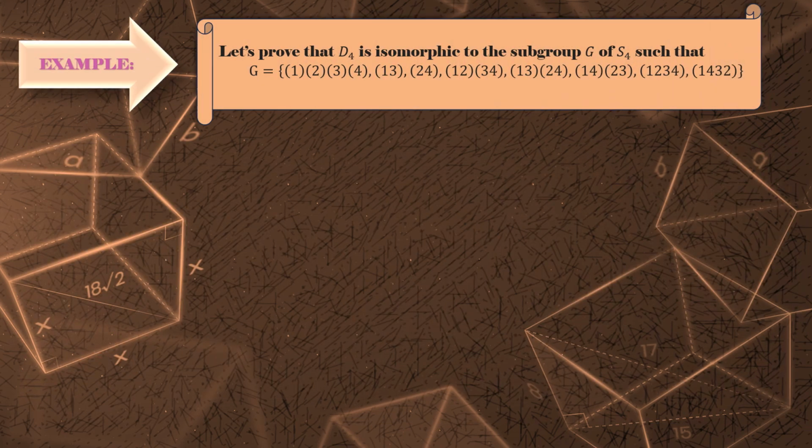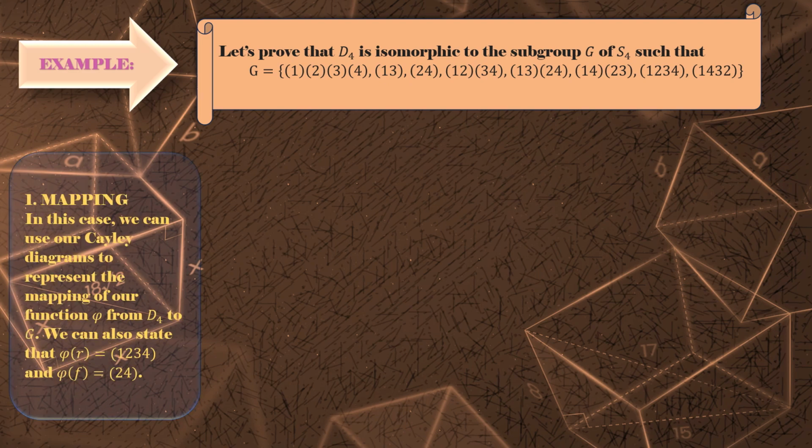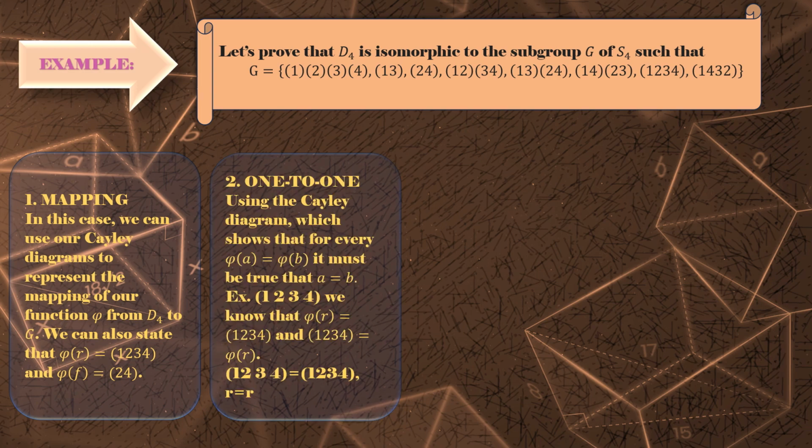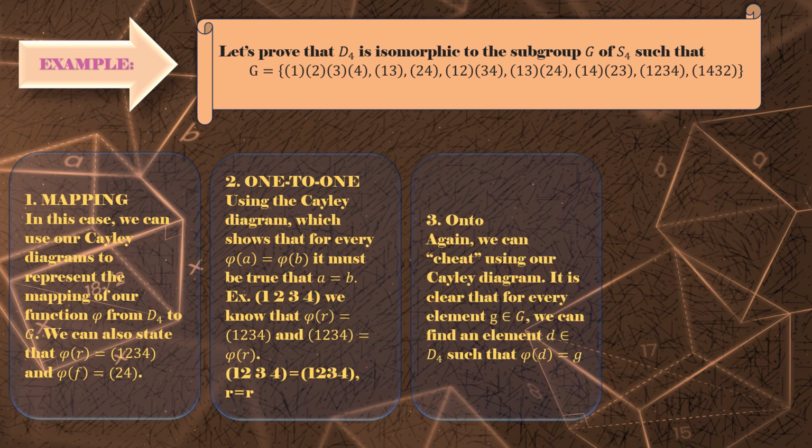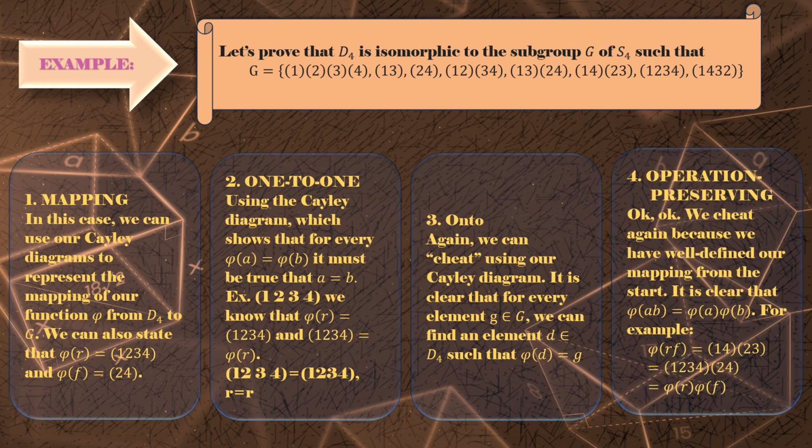For example, let's prove that D sub 4 is isomorphic to the subgroup G of S sub 4, such that G is equal to (1 2 3 4), (1 3)(2 4), (1 4 3 2), and the other reflection permutations. First, mapping. In this case, we can use our Cayley diagrams to represent the mapping of our function phi from D sub 4 to G. We can also state that phi of R is equal to (1 2 3 4), and phi of F is equal to (2 4).